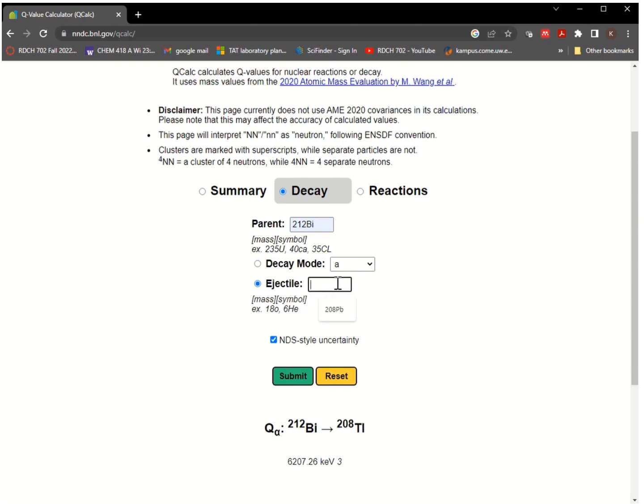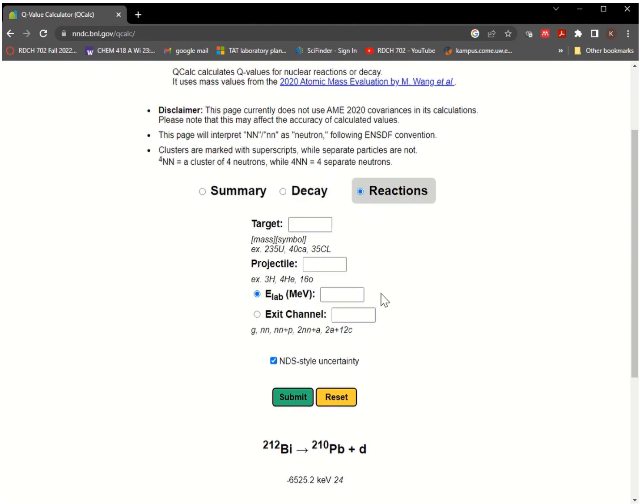We could also say, well, if I have bismuth-212, what would have to decay in order to make a certain isotope? So let's say if I wanted to make lead-208. Well, bismuth-212 to make lead-208 would need a hydrogen-4 emission, very unlikely, but it will give you the Q value here. Or if I said, what if deuterium is emitted? So bismuth-212 plus deuterium yields lead-210.